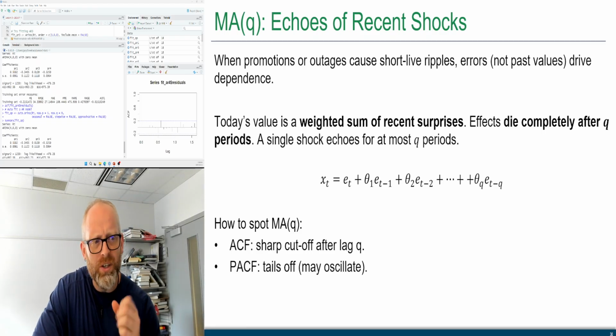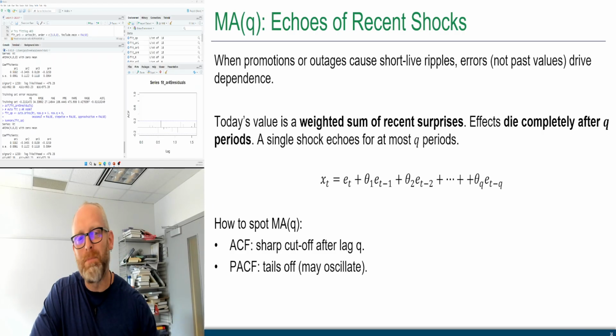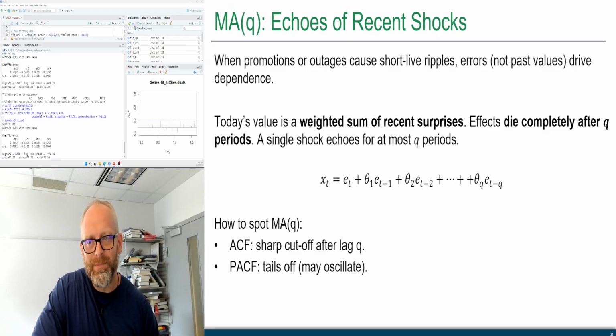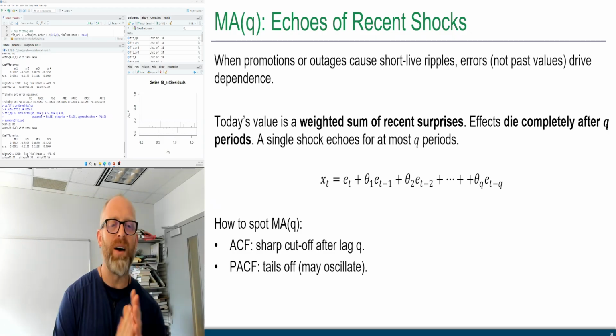So when we have these short-term ripples, these errors, not based upon past values, but just surprises that kind of randomly happen in there, we need a different way of being able to model this. So we say today's value is a weighted sum of recent surprises. So again, these could be promos that we've done or outages. And again, it's the one-off sort of things here.